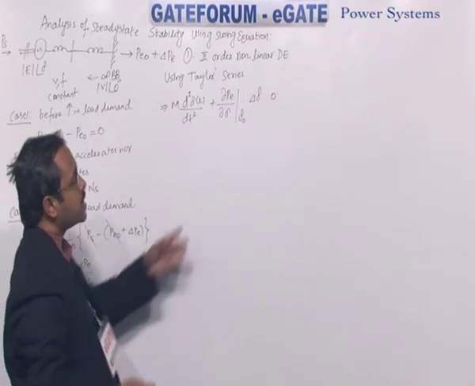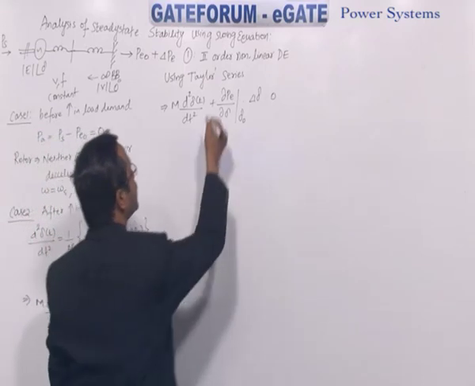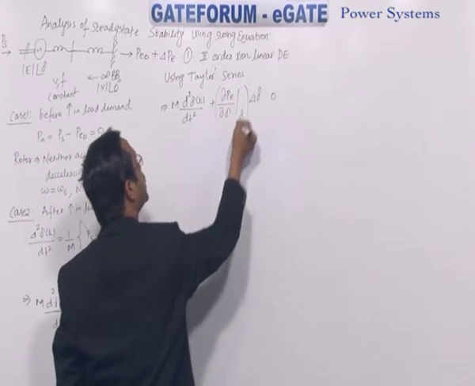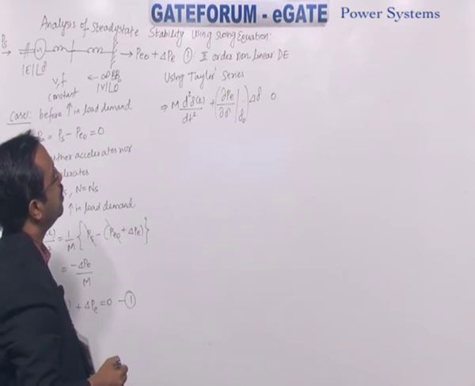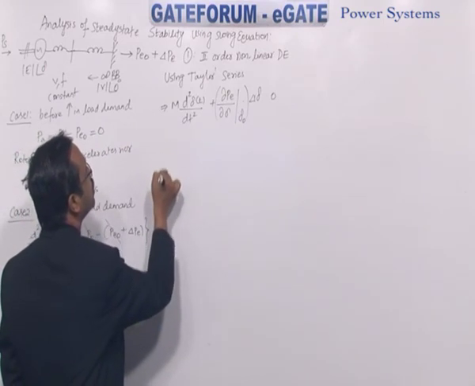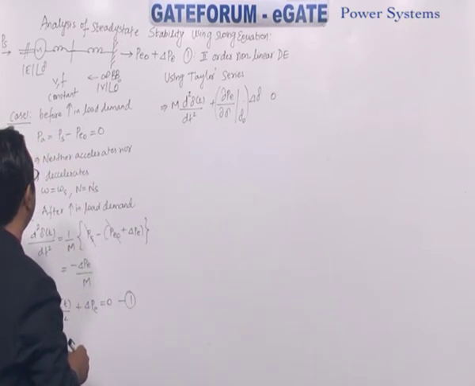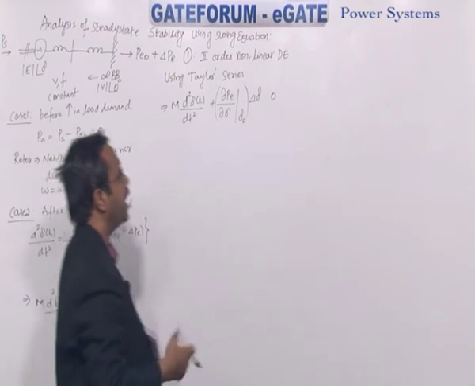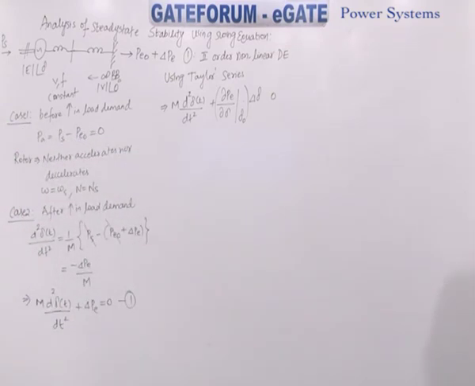So this is how you represent using the Taylor series. In Taylor series we make use of the partial derivatives. Now you take out that delta outside and check what is the frequency of the rotor oscillations.